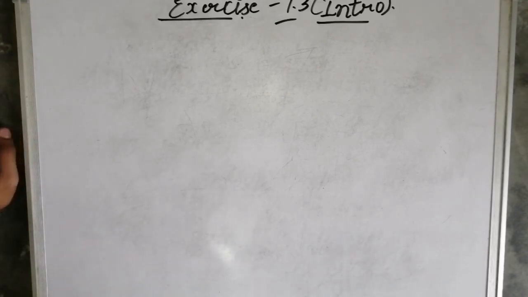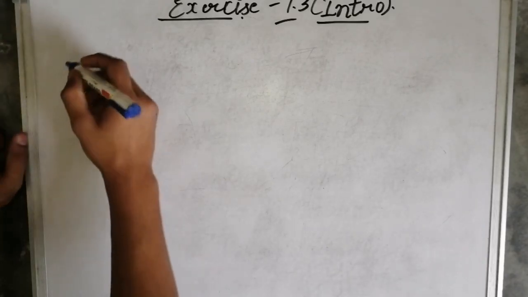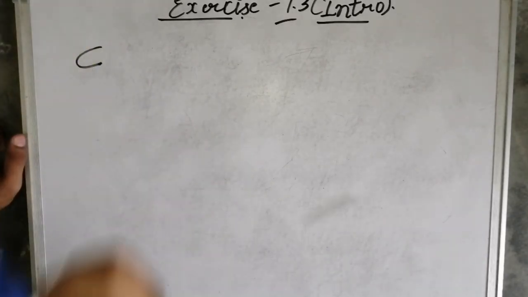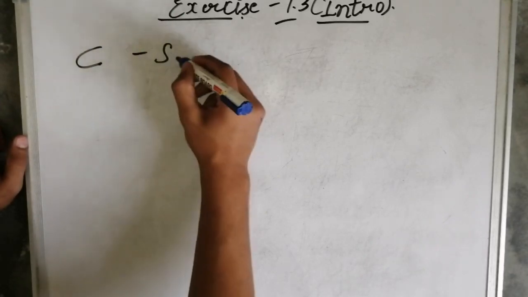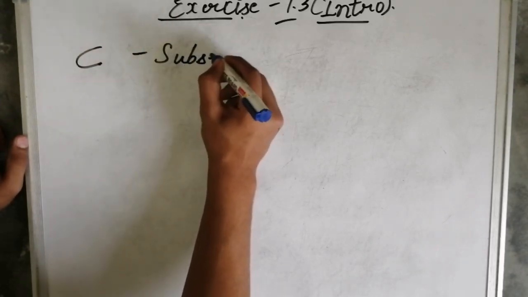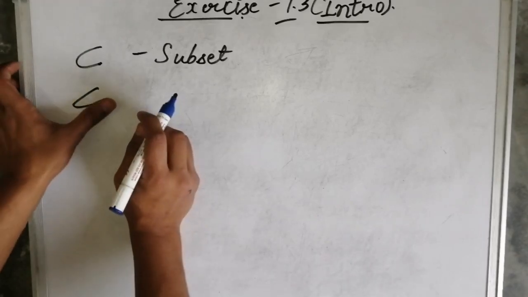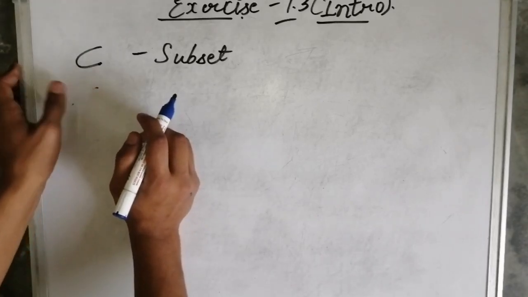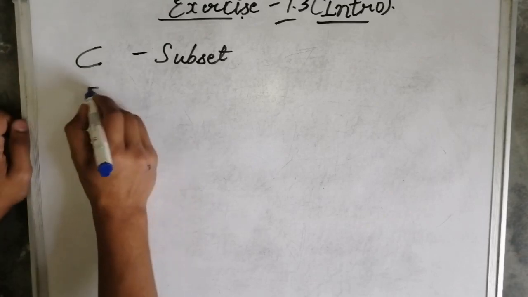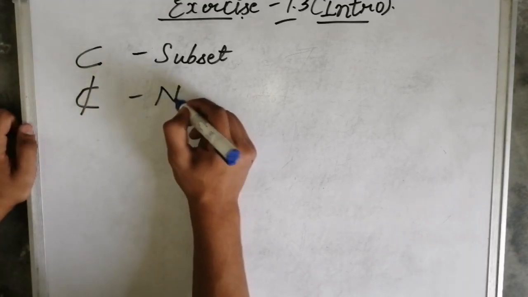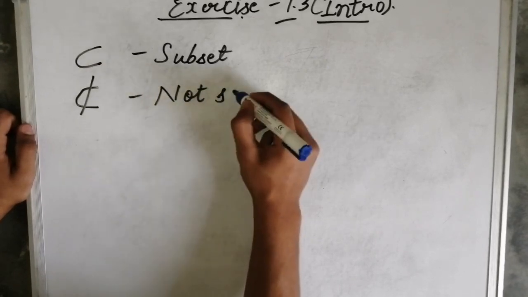Before we start exercise 1.3 intro, let me introduce you to a few symbols. This symbol is used for subset, and this is the extended C type, putting a cross across it, which means not a subset.